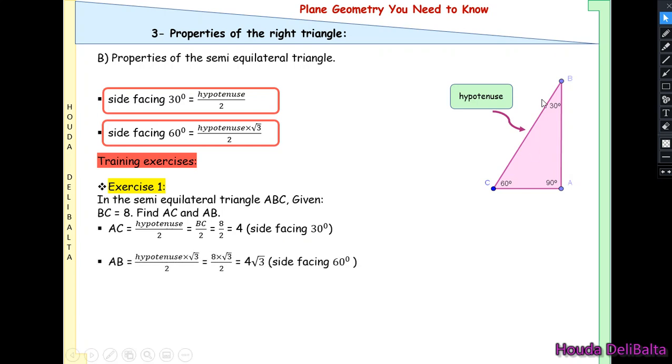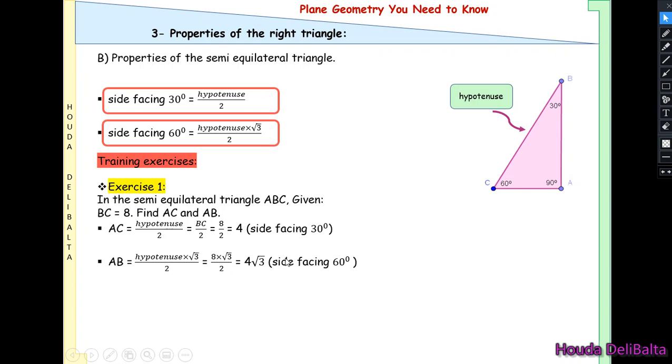Now AB, here is AB, it is the side facing 60. Look, here is 60 and here is AB facing 60. So AB, applying the rule, is equal to the hypotenuse times radical 3 over 2, which is 8 times radical 3 over 2, which is 4 radical 3.